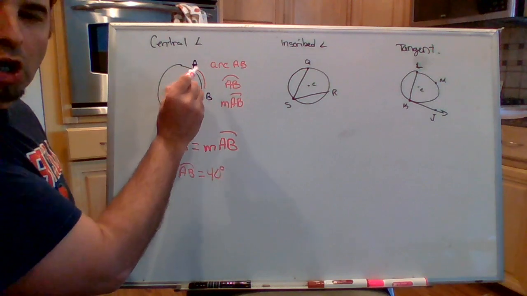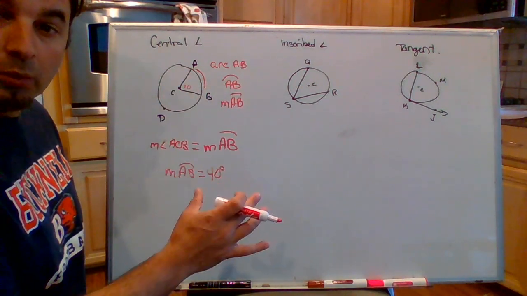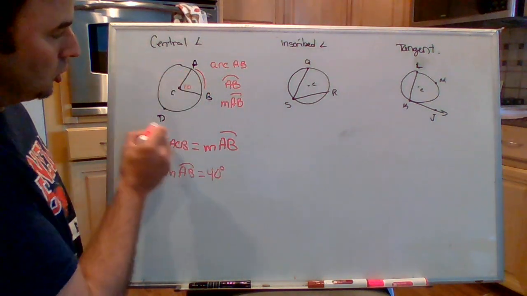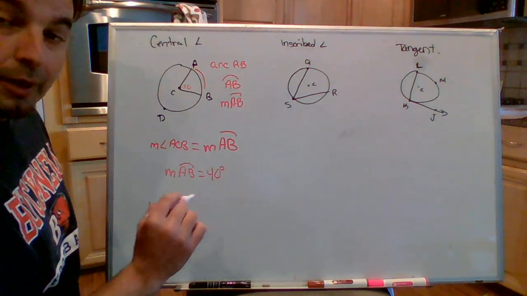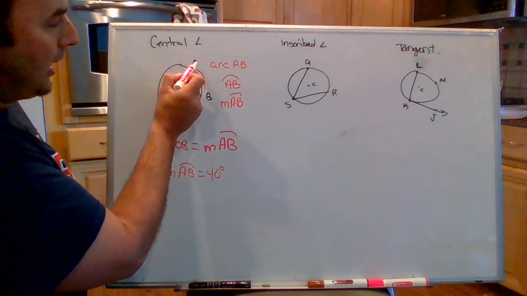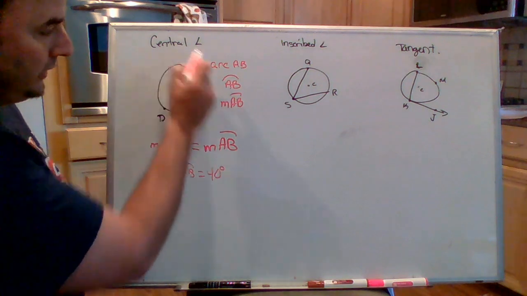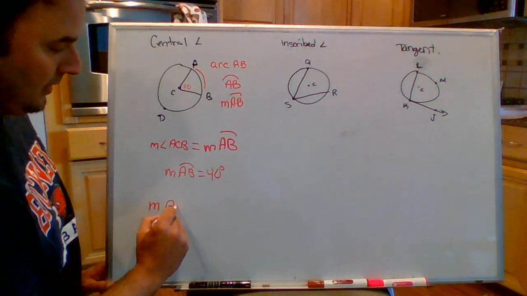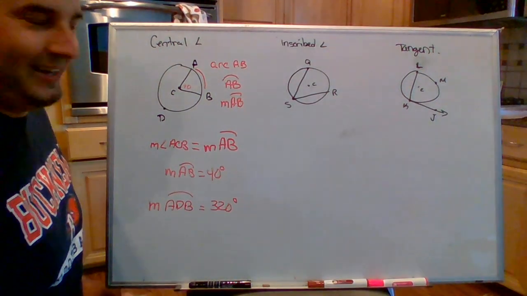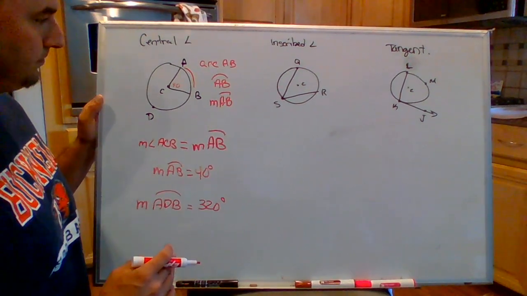That's a minor arc, minor, small. Minor goes between 0 and 180. If it's 180 to 360, that would be a major arc. So the measure of a major arc has to have 3 letters, 3 points, not letters, 3 points. It starts at A, goes through D to B, or it starts at B, goes through D to A. So the measure of ADB would be 320. Right? So that's a central angle.